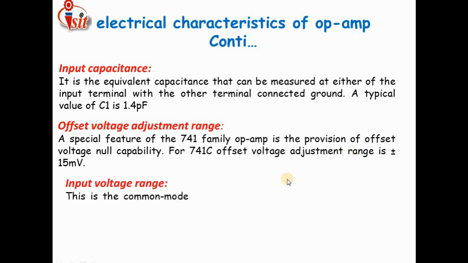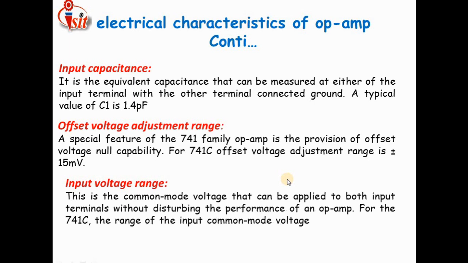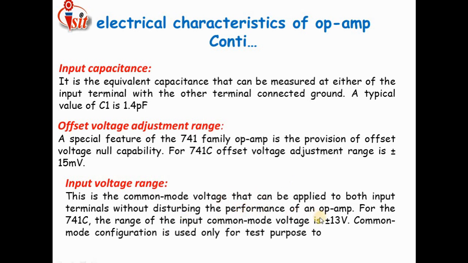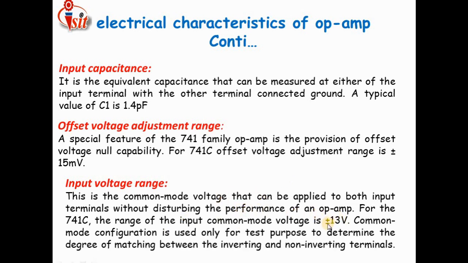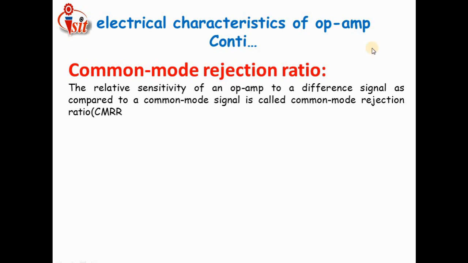Okay, and then next, in continuation, is the input voltage range. This is the common mode voltage that can be applied to both input terminals without disturbing the performance of an op amp. For the 741C, the range of the input common mode voltage is plus or minus 13 volt, and the offset voltage adjustment range is 15 millivolt. The common mode configuration is used only for testing purposes, to determine the degree of matching between the inverting and non-inverting terminals.